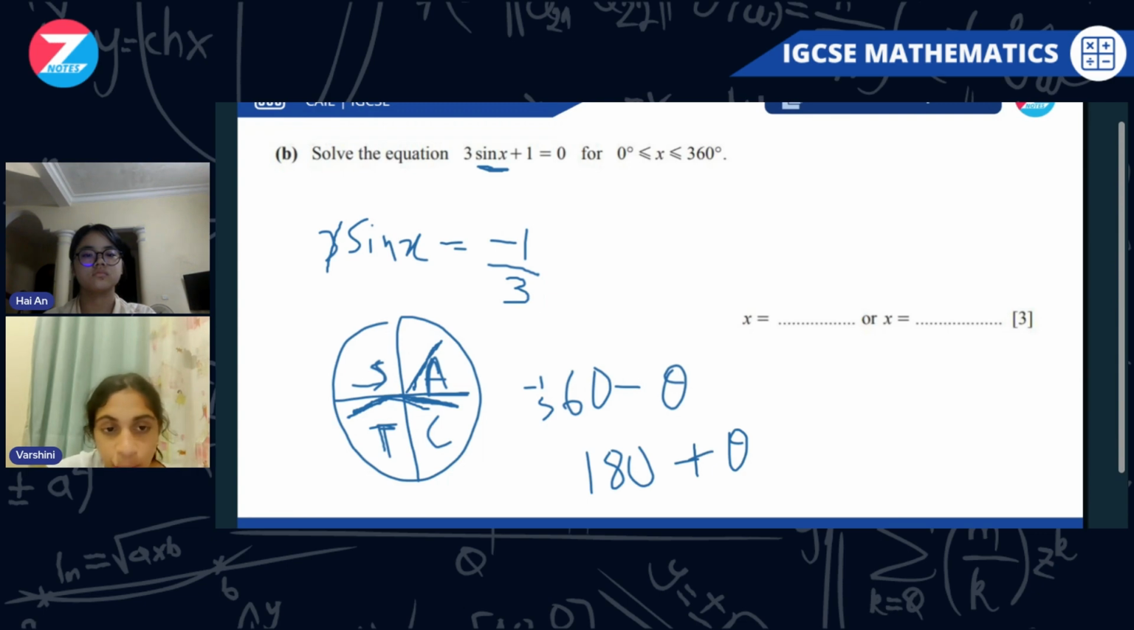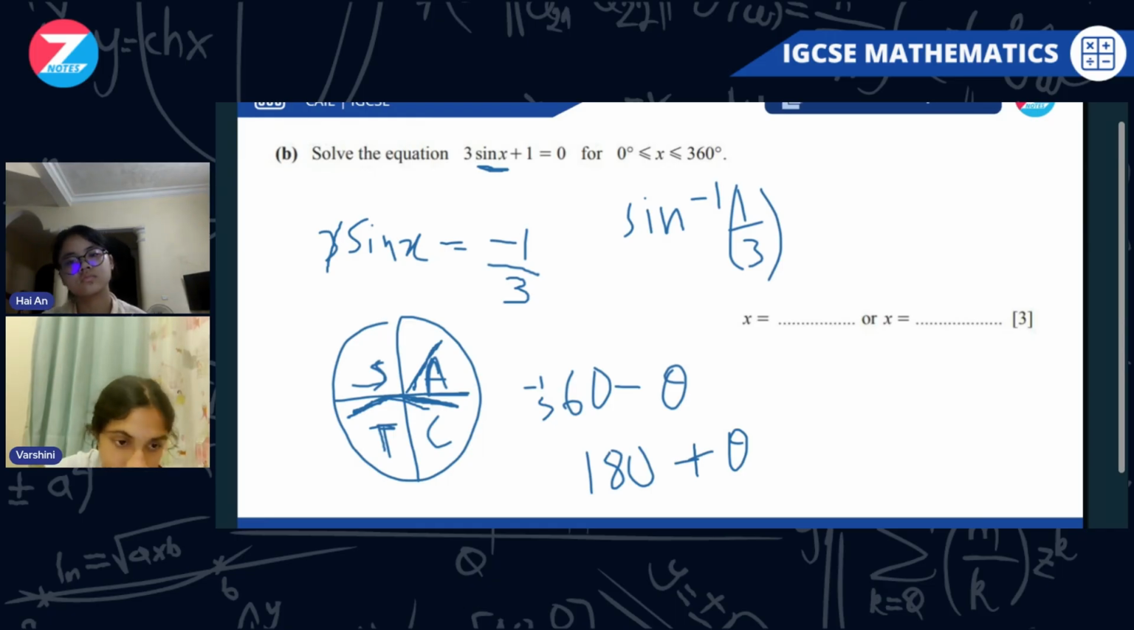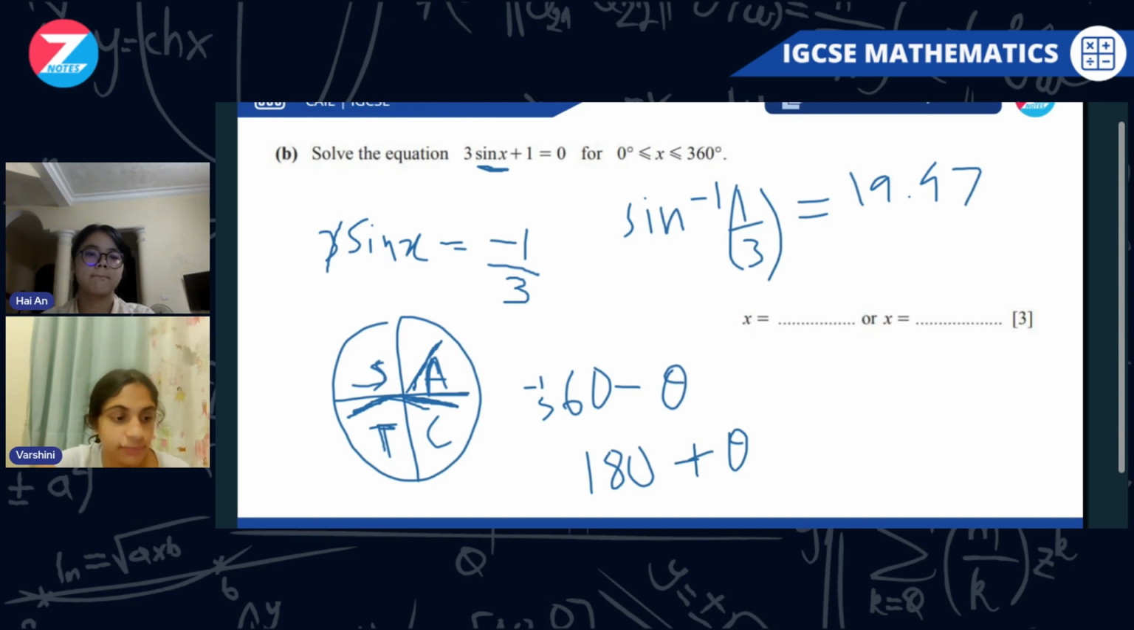And now to find theta, all we have to do is do sine inverse of 1 by 3. Now we're already accounting for these negative values by finding them in the cos and the tan sector instead of the sine in the acute angle sector. So we don't need to take the negative of inverse sine 1 by 3. We just need to take inverse sine 1 by 3. And if you put it on your calculator, you should get 19.47. Okay, so now we're just going to do that plus 180 firstly.